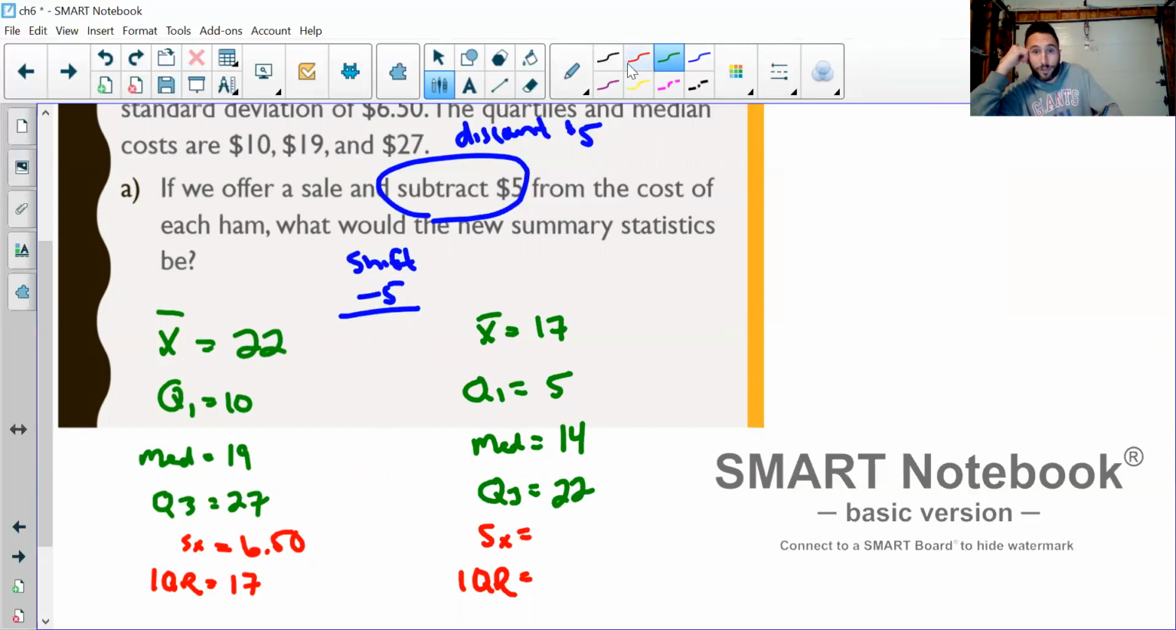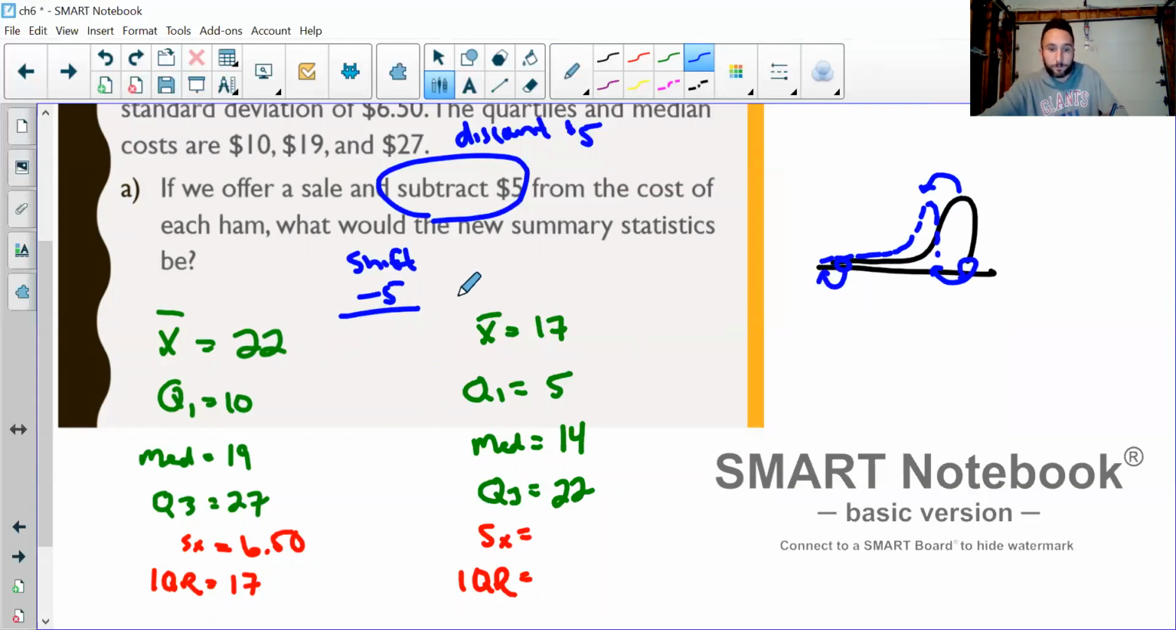This is now $22. And if we picture our distribution, I don't know what shape it would look like, but whatever the histogram looked like, maybe it's skewed left. Maybe most of the hams are really expensive and there's not that many tiny little cheap hams. After we subtract $5, this curve is just going to shift to the left 5. So our measures of position, max right here, median-ish right here, min over here, are all moving to the left by 5.